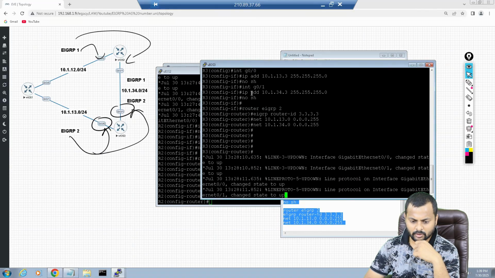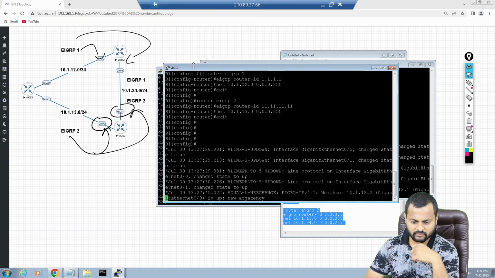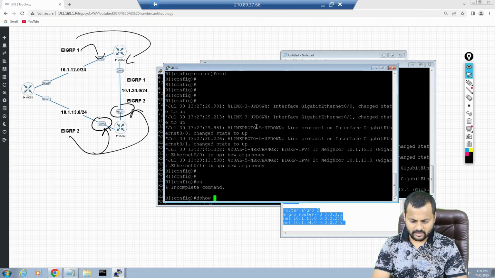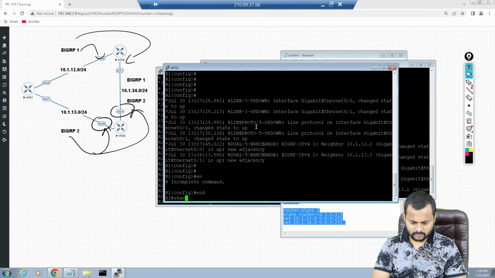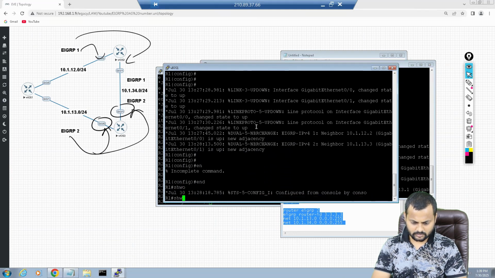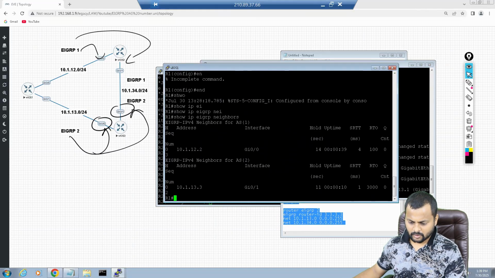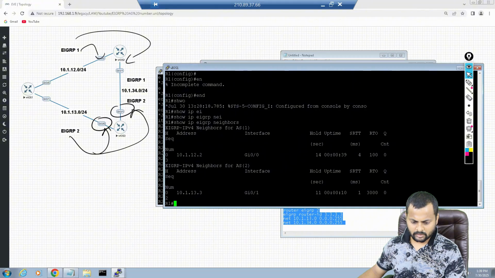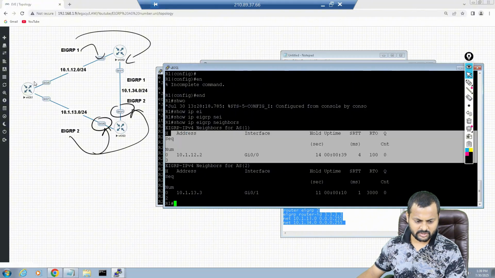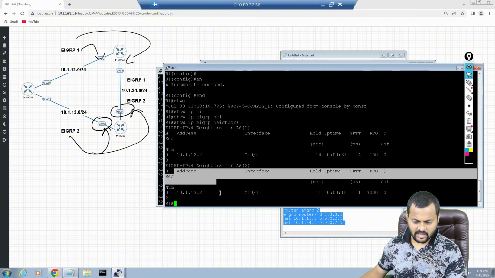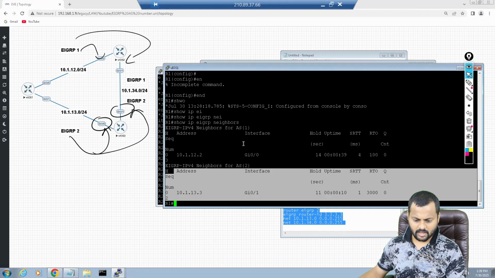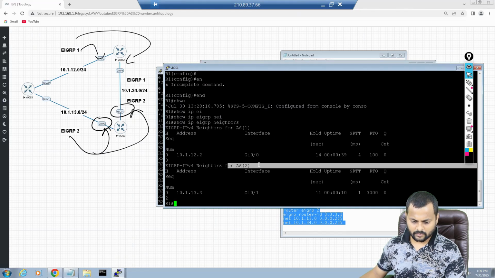If you have a look at router number 1, it is going to form two neighborships. Show IP EIGRP neighbor. I have two neighborships. One neighborship I have with router number 2, which is this one. Another neighborship I have with router number 3. And both have a different autonomous system number.